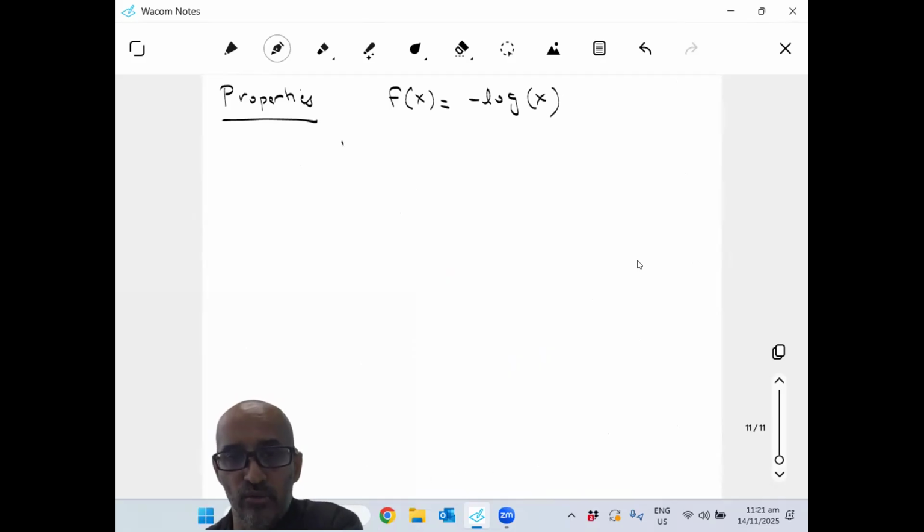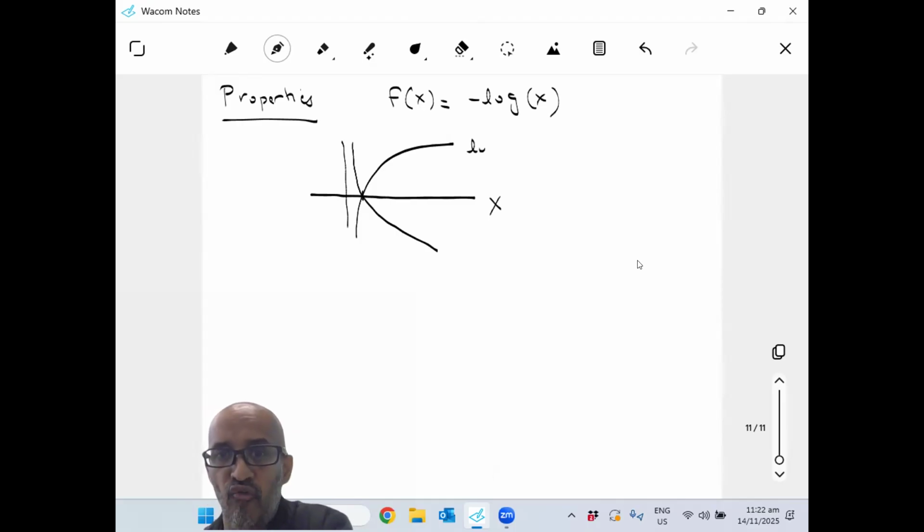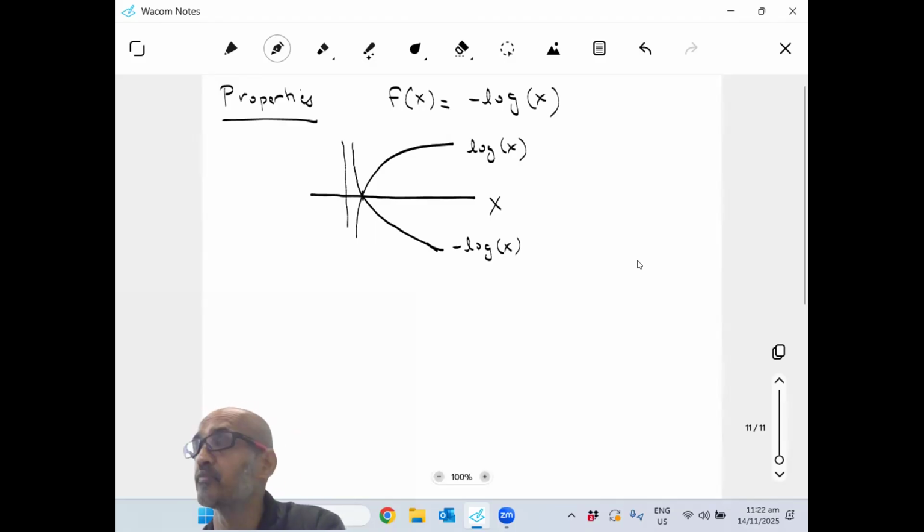If you look at this function, so if this is x, the log function is defined only for positive numbers. So this is log of x, an increasing function. This is minus log of x, a decreasing function. Technically, log of x is only defined on the positive domain. Log is only defined for strictly positive numbers, basically.